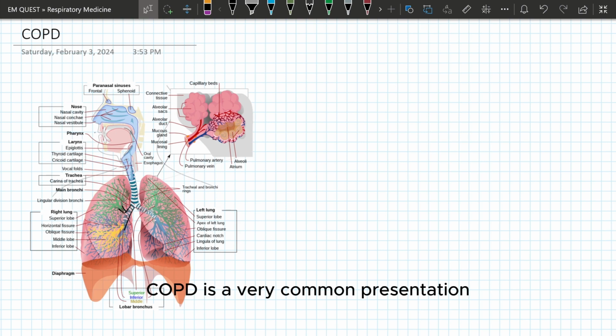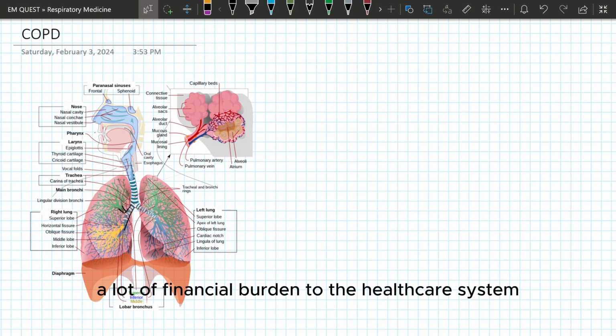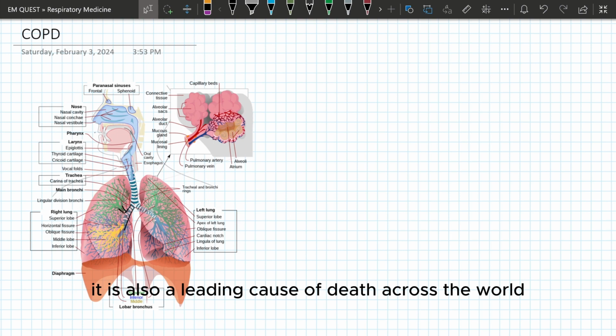COPD is a very common ED presentation, and in itself, it poses a lot of financial burden to the healthcare system. It is also a leading cause of death across the world.